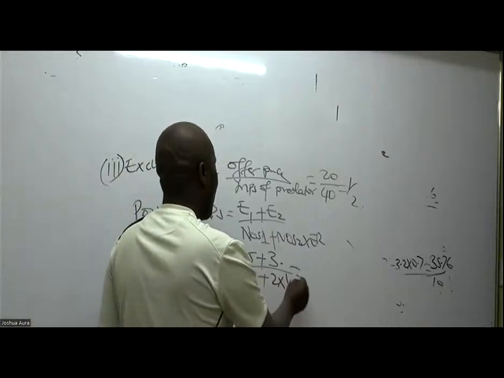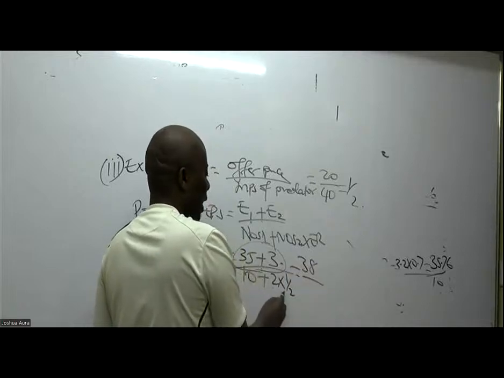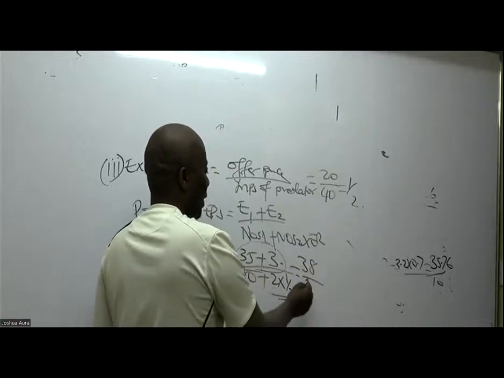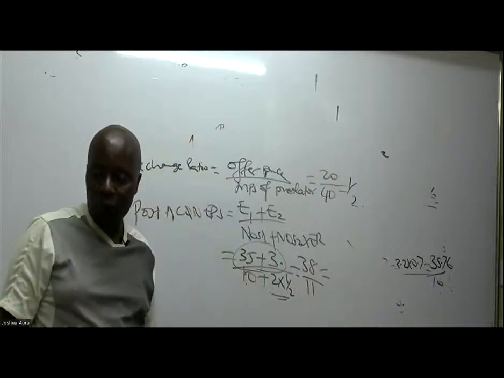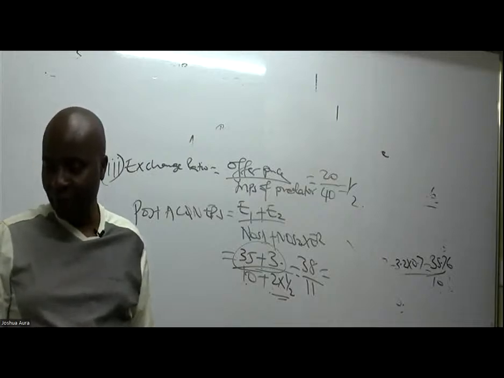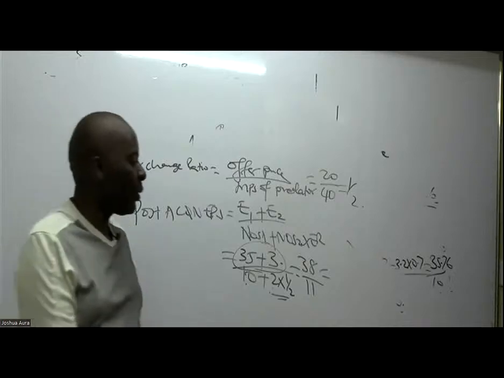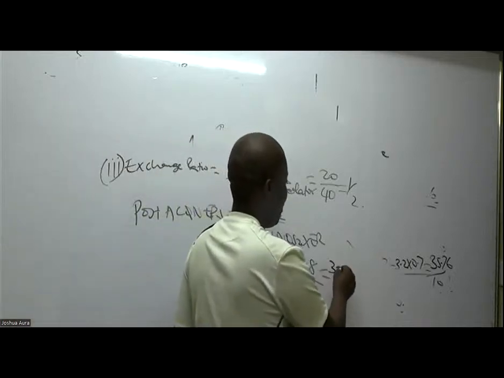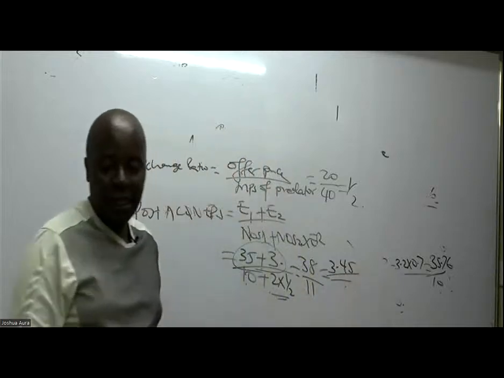So again, you have to be careful. Numerator is 38. Denominator is 2 times a half, which is 1. 10 plus 1 is 11. So 38 divided by 11 will end up giving me 3.45.